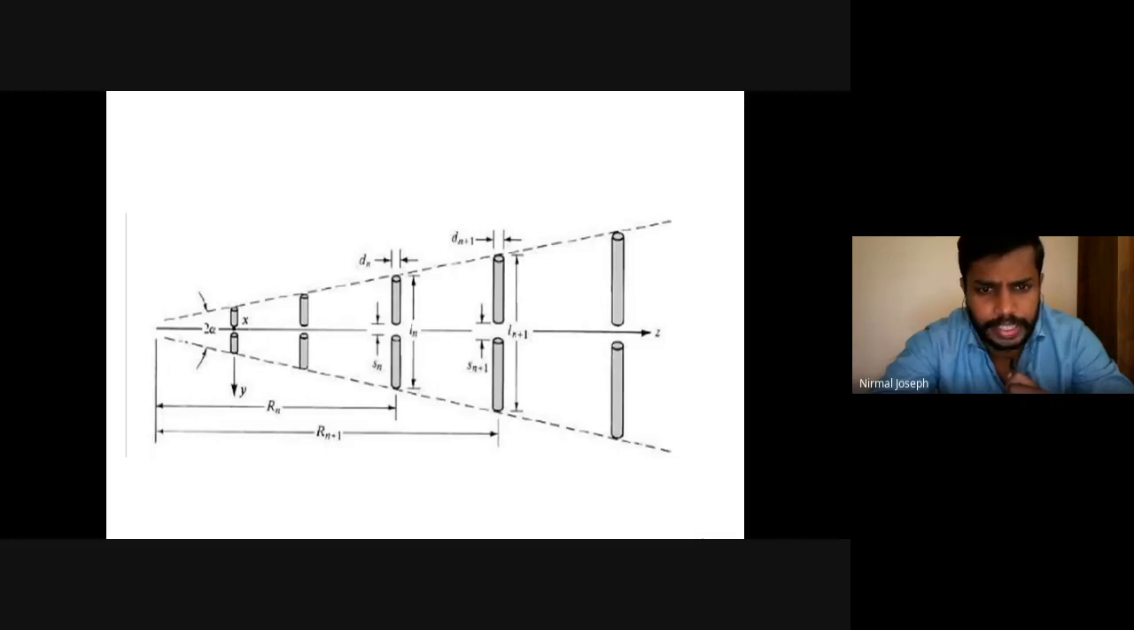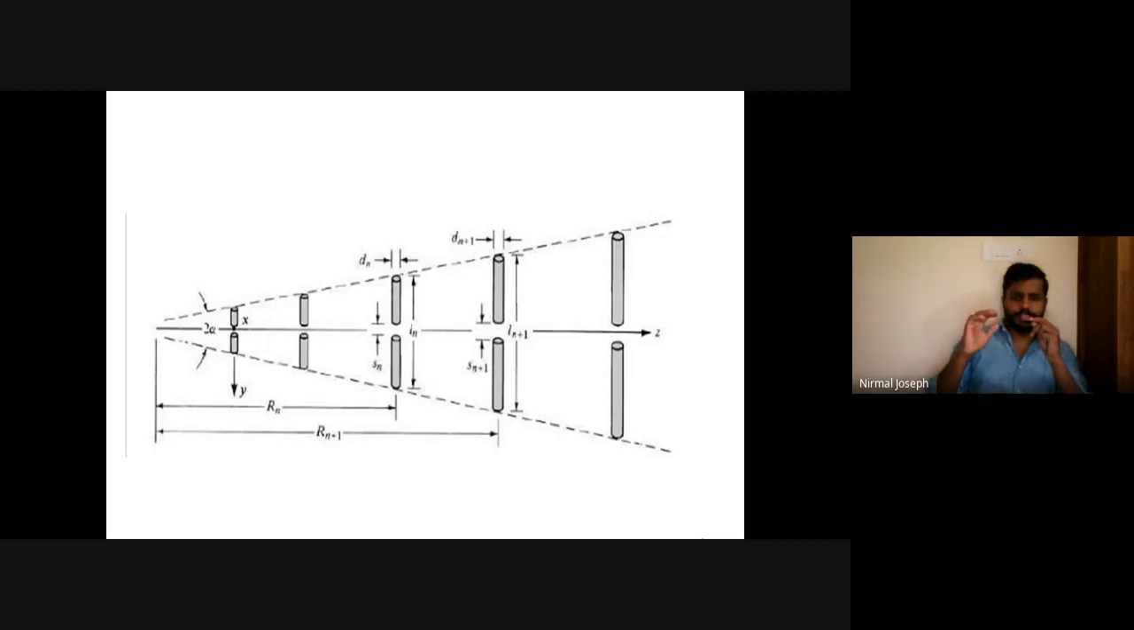Sn is the spacing between the antenna elements, the spacing for the nth antenna. Since it is a dipole antenna, this is one pole and this is another pole, and there is a spacing between these two. For the nth antenna, the spacing between the two poles is denoted as Sn, and this is Sn plus 1. The spacing between the individual poles increases from one end to the other.